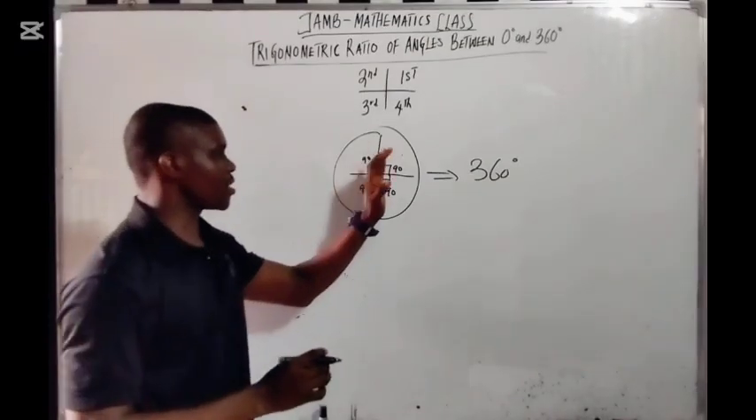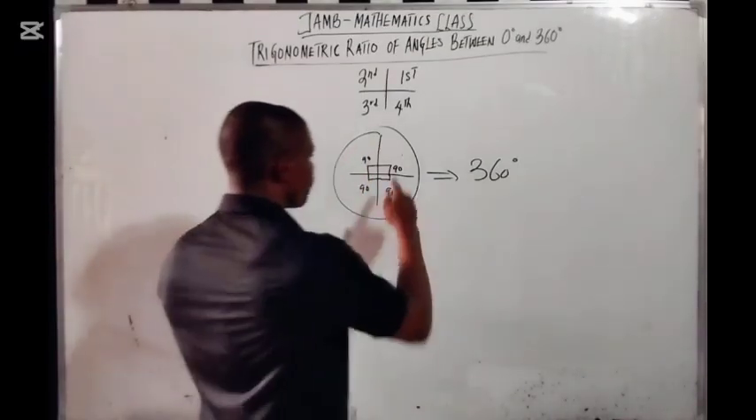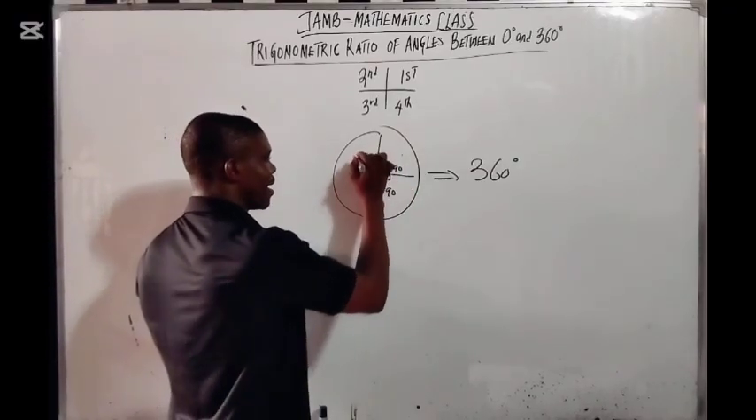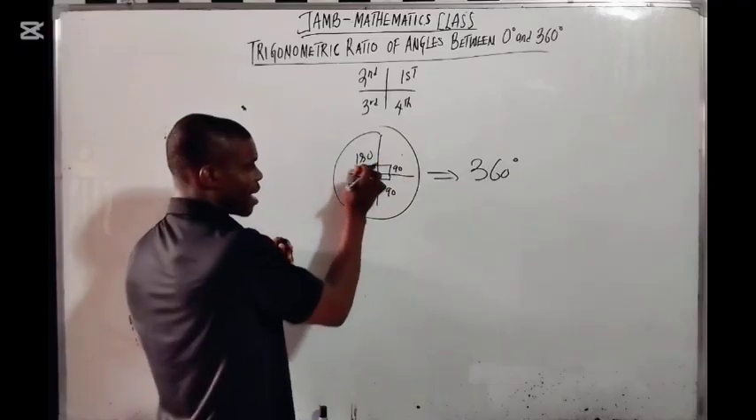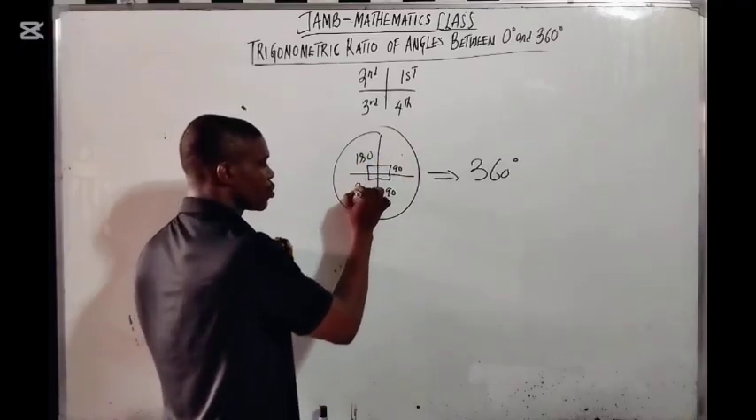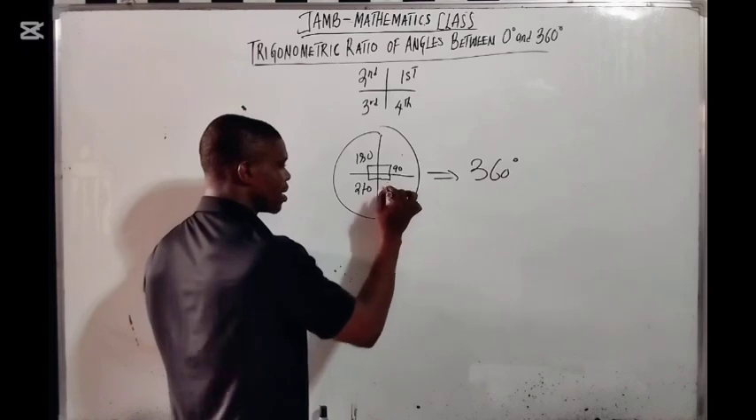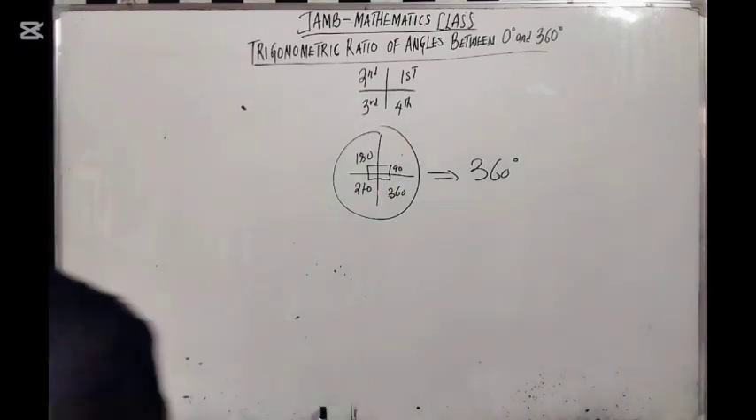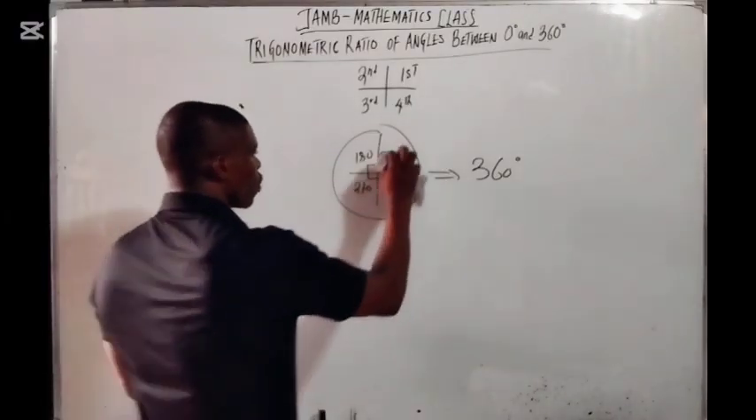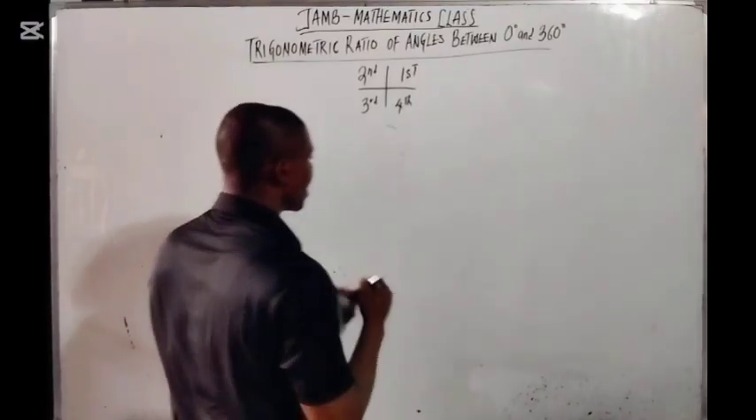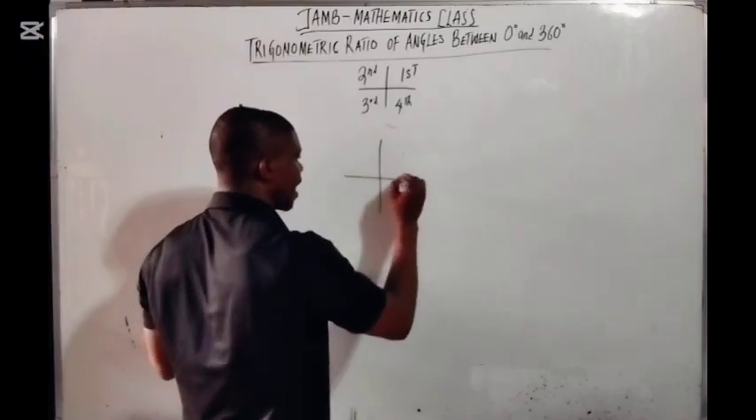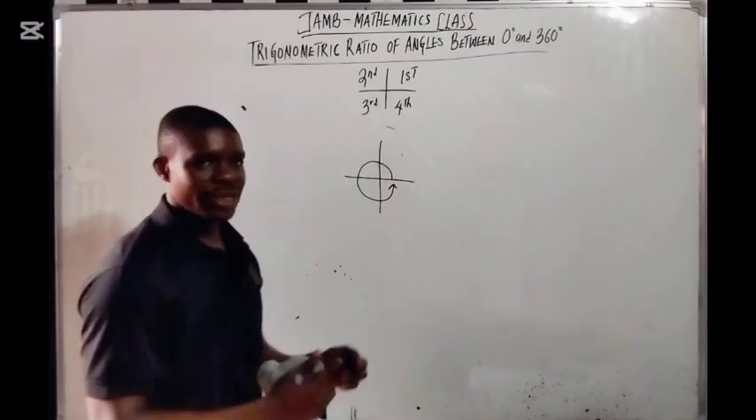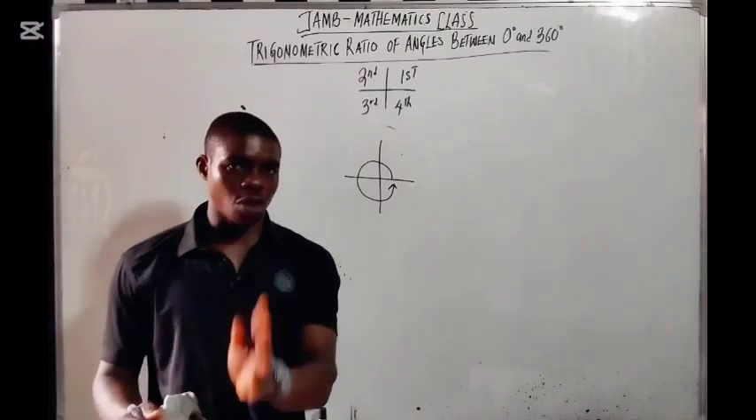So now I want to look at the first, second, third, and fourth. From here to here is 90. But as we move to here we now have 180. Is it okay? Here we now have 270. As we move to here we now have 360. So what does it mean? It means that as we move from here all the way around, we have 360. So we have to look at the first quadrant, the second quadrant, the third quadrant, and the fourth quadrant.